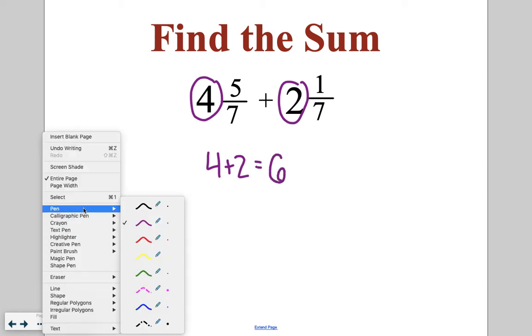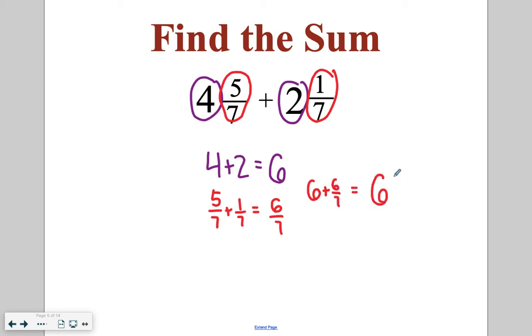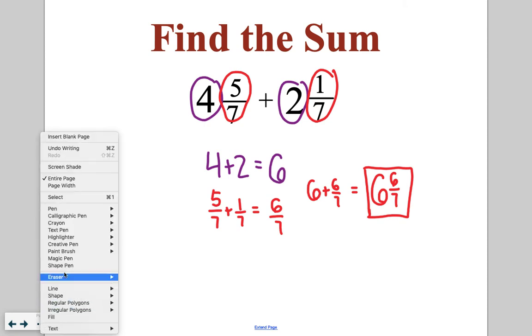Then as a second part of the problem, you can take the fractions and add those and do 5/7 plus 1/7, which is going to give you 6/7. And then to find the final answer, you have 6 plus an additional 6/7, which is going to give you a final answer of 6 and 6/7. So that's the first way that you can do this. Personally, I find that method easier.